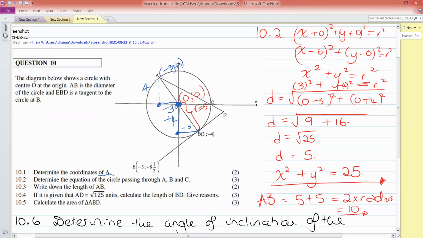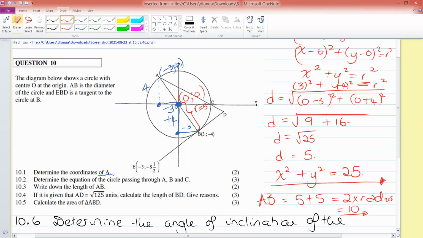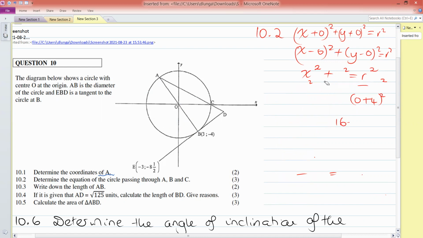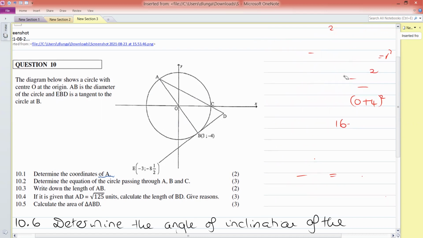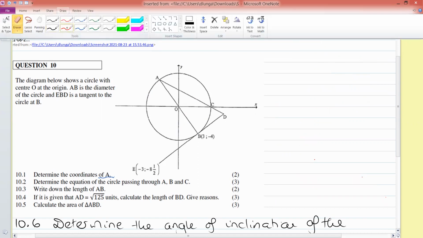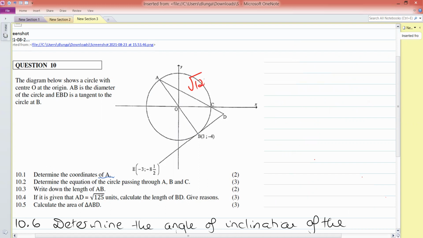Now, given that AD is square root of 125, if AD is square root of 125, calculate the length of BD. Important part here says with reasons, right? So AD is square root of 125. BD is what we're looking for. We just worked out that AB is 10. You guys tell me, what are the reasons?